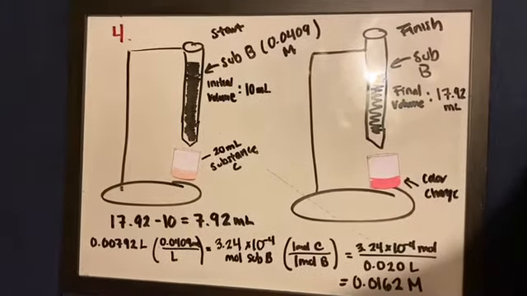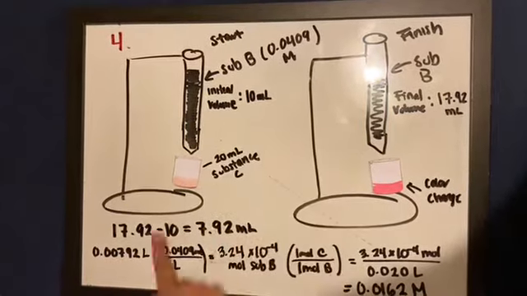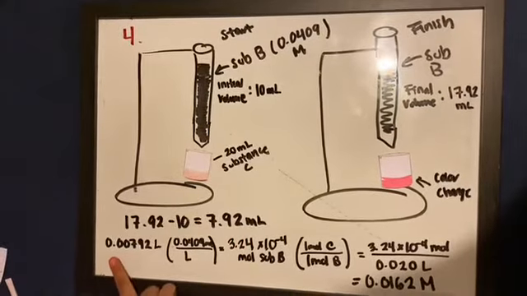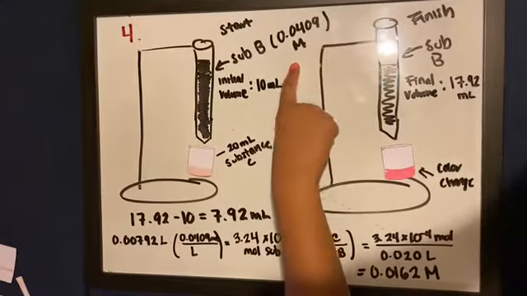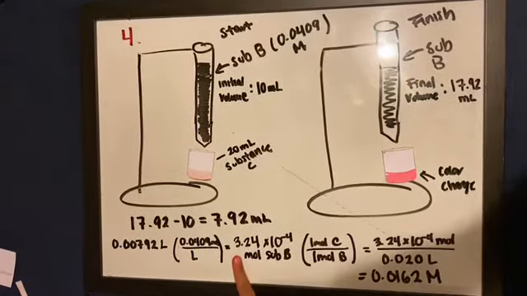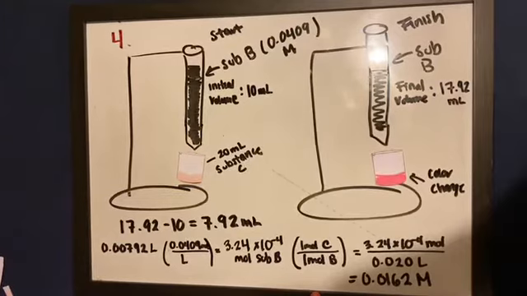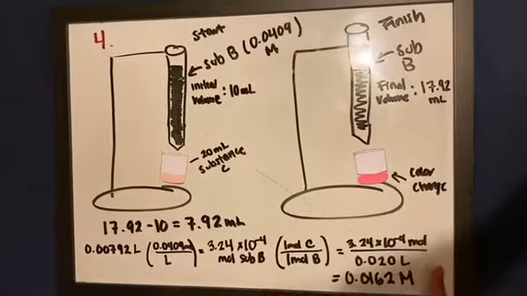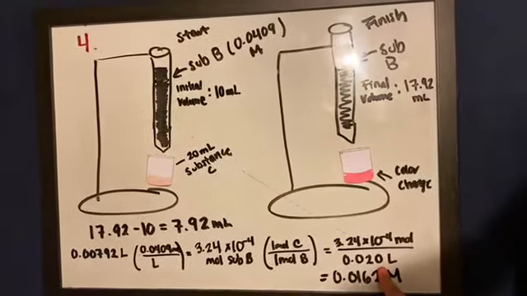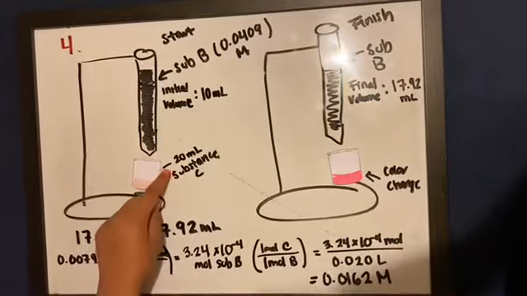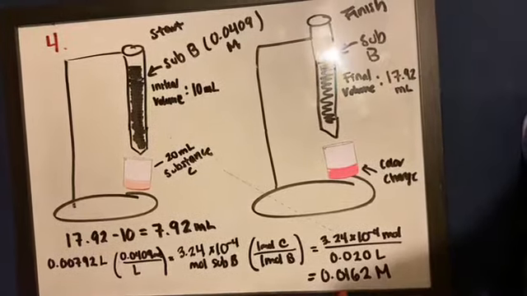To find the concentration of substance C, we are using the information we know from substance B. So from the 7.92 milliliters, which comes out to 0.00792 liters, and the new concentration we know of the standardized substance B, we come to find 3.24 times 10 to the negative 4 moles of substance B. And because using stoichiometry they have a 1-to-1 ratio, we have 3.24 times 10 to the negative 4 moles in 0.020 liters, because we have 20 milliliters transferred into liters of substance C, to find the concentration of substance C to be 0.0126 molarity.